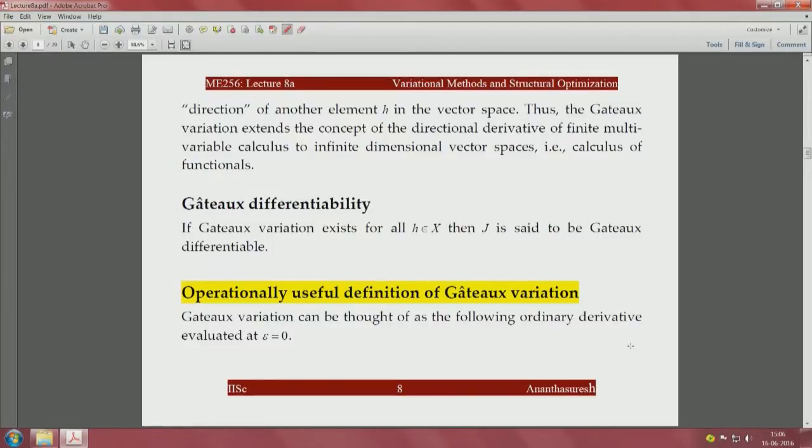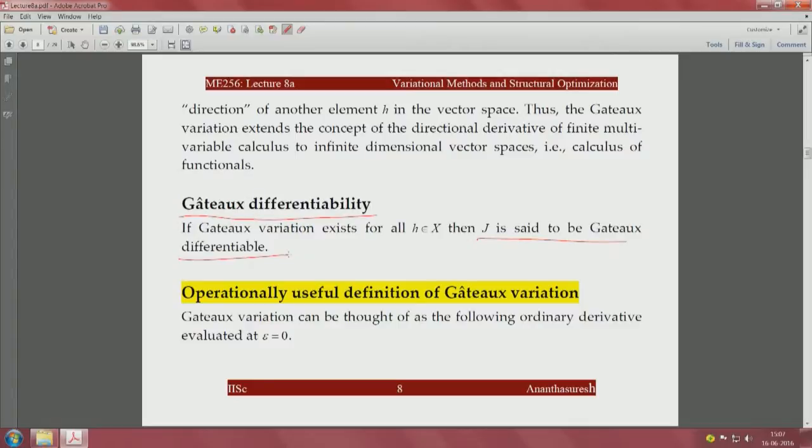Now we introduce a few more terms, something called Gateaux differentiability. We may not need it for this course, but it is good to be familiar with some of these terms. If the Gateaux variation exists for all h that belong to X, where X is our function vector space, then, h is arbitrary, but if you can take any h and take this limit, that is the definition of the Gateaux variation. If it exists, then that particular functional J is said to be Gateaux differentiable.